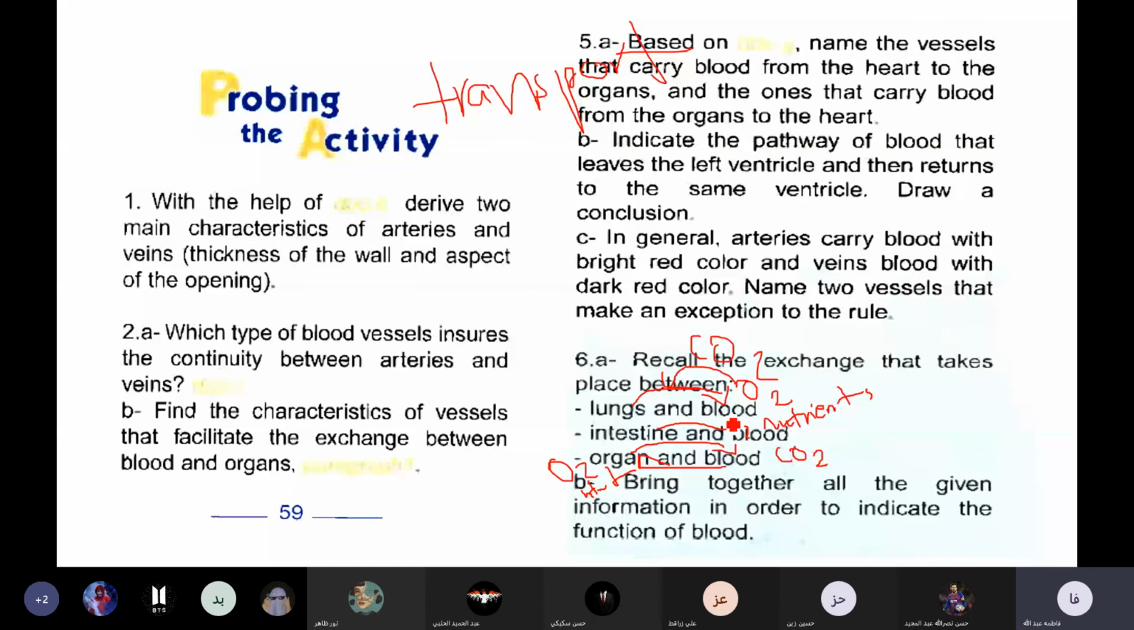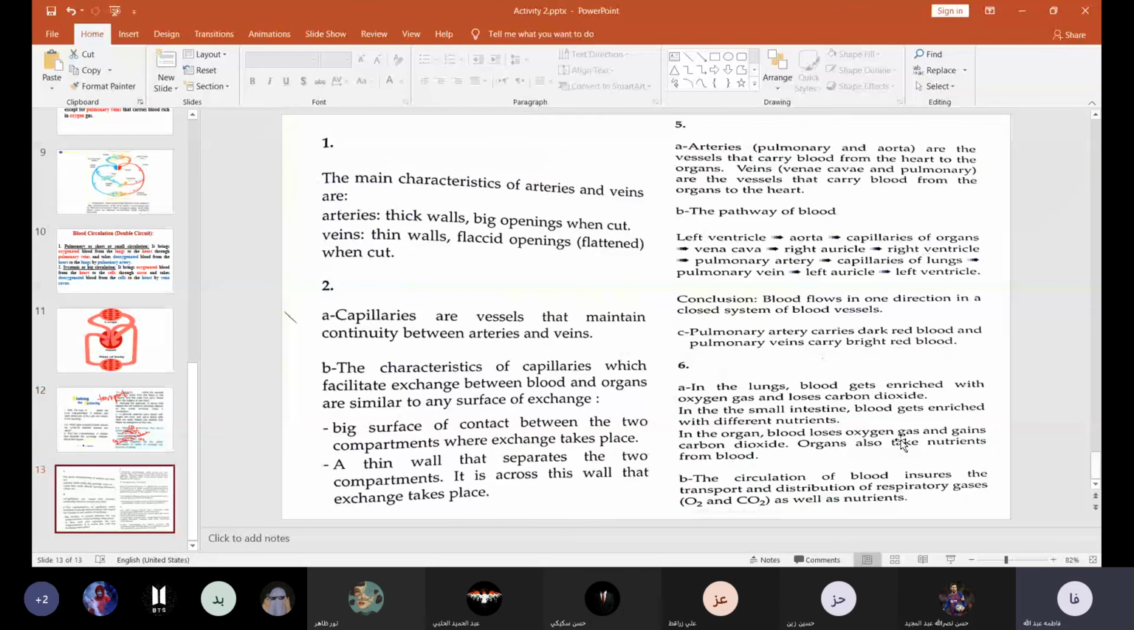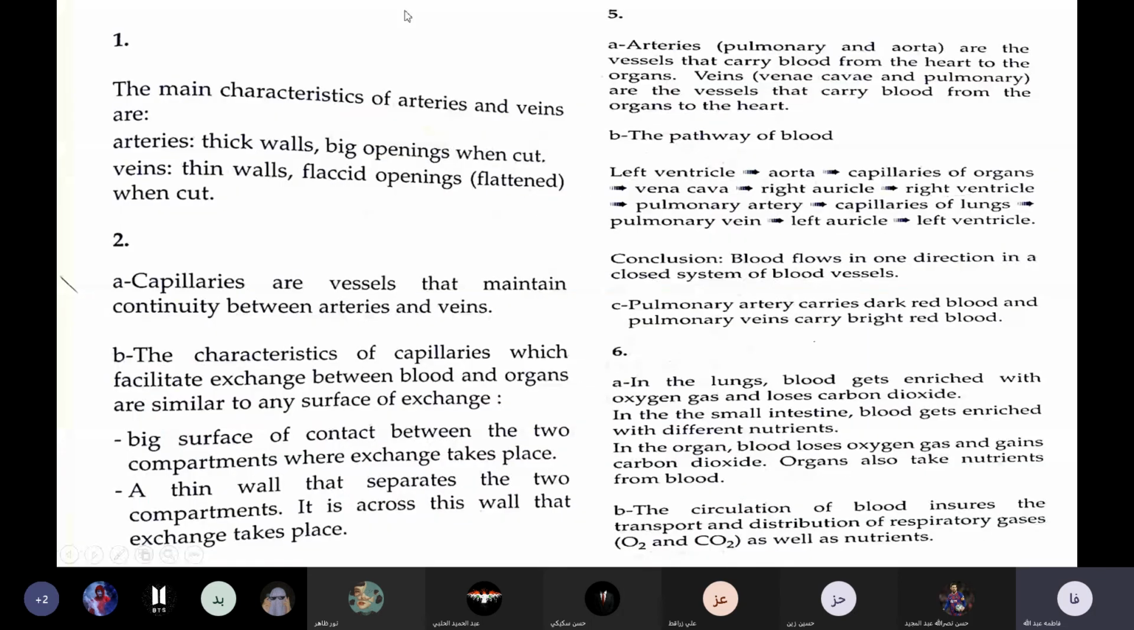Do you have any question about activity 2? Miss, we finished all of activity 2. Yes. And I need you to take a screenshot. Take a screenshot, these are the answers. How many lessons do we have left to finish biology? Two more lessons. We still have 2 activities. Okay, I took the screenshot.